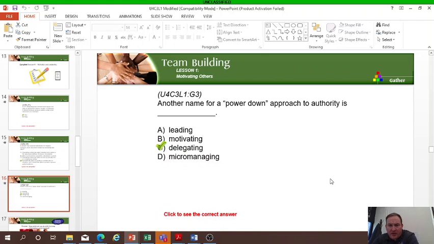Another name for a power down approach to authority is what? Clearly, delegating. The thing is, when you delegate, you need to trust your subordinates. So if you've not communicated clearly, you need to let them know what your expectations are. Don't be upset if they don't do things exactly the way you would.